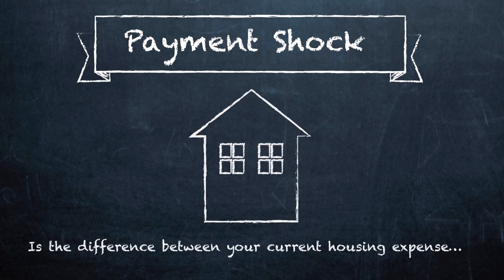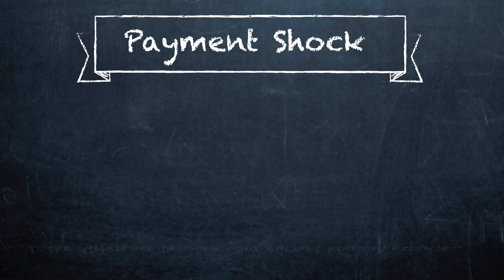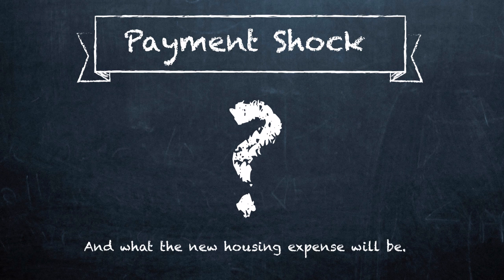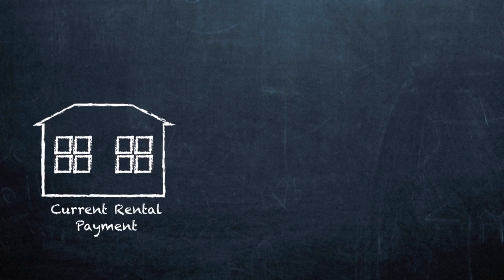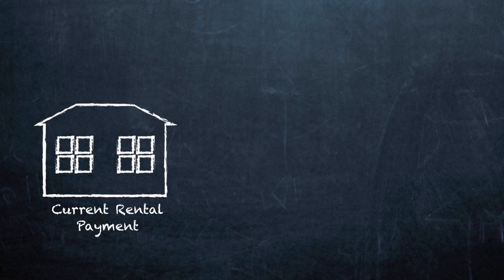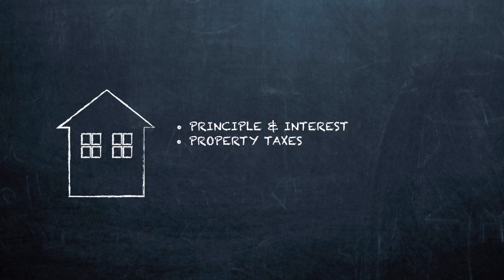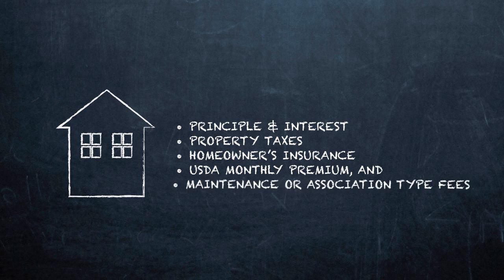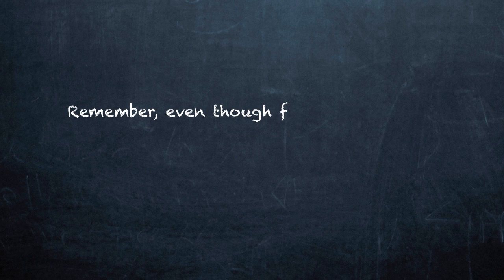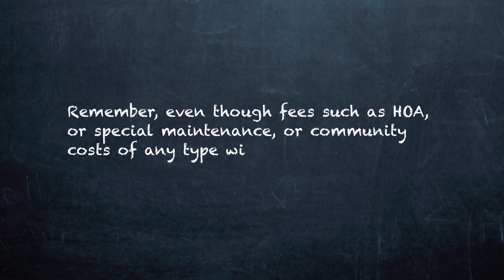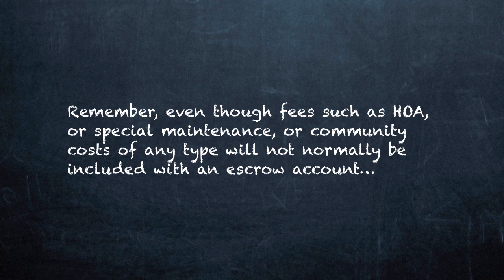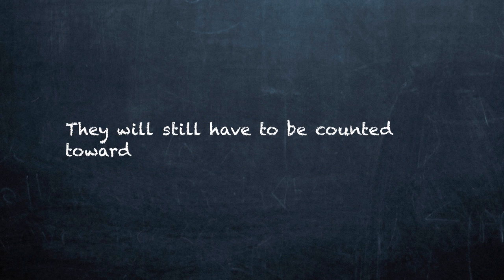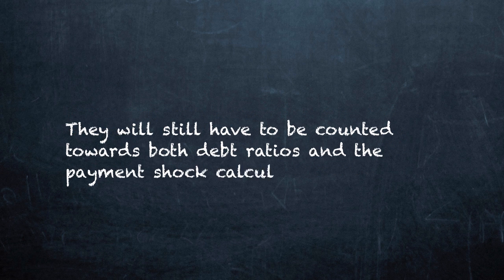Payment shock is a difference between your current housing expense and what the new housing expense will be. For example, if you are renting, then we would compare what your current rental payment is versus your new mortgage payment, which would include monthly amounts for your principal and interest, property taxes, homeowners insurance, the USDA monthly premium, and any maintenance or association type fees. Remember, even though fees such as homeowners association or special maintenance or community costs of any type will not normally be included with an escrow account, they will still have to be counted towards both debt ratios and the payment shock calculation.